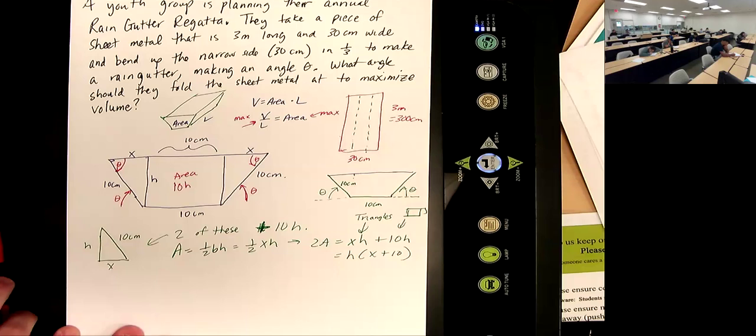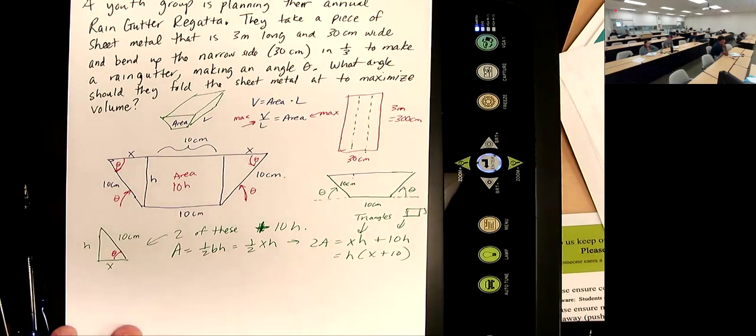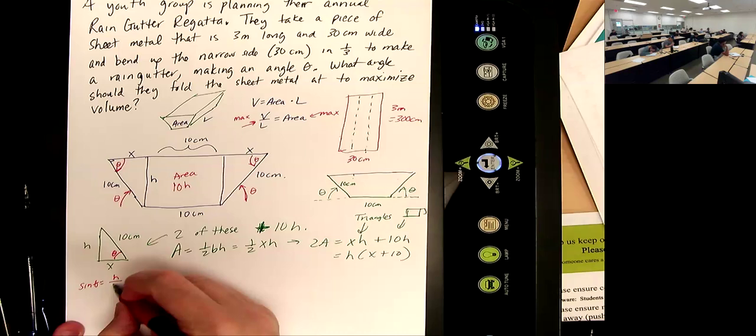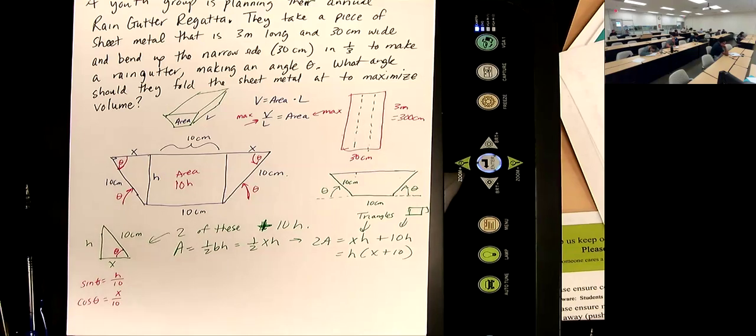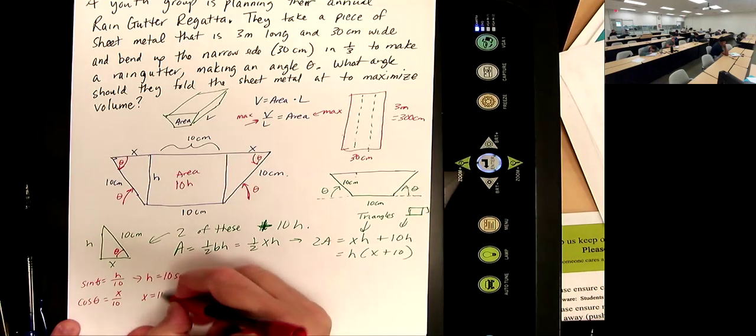In our picture, the angle is between the X and the 10, so this is our theta right here. That's theta. So let's see, sine of theta is opposite over hypotenuse. Cosine theta is adjacent over hypotenuse. Which means H equals 10 sine theta, and X equals 10 cosine theta.